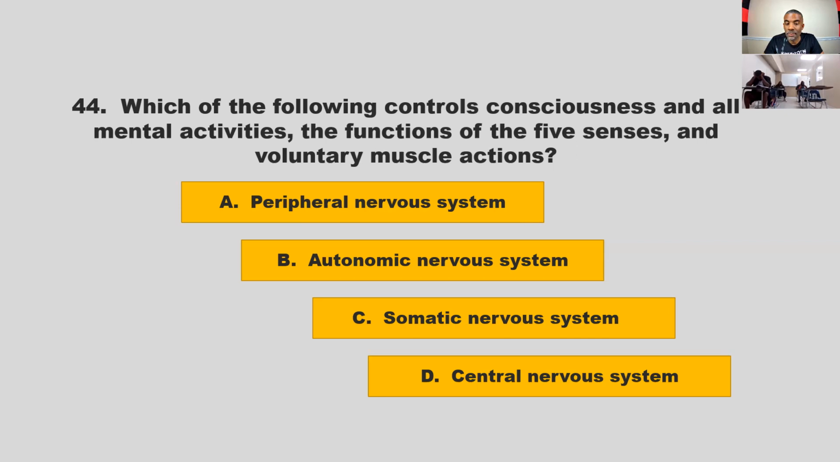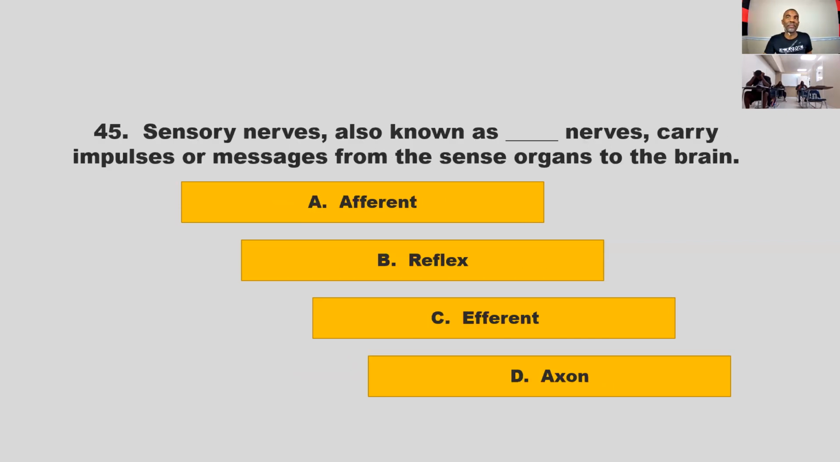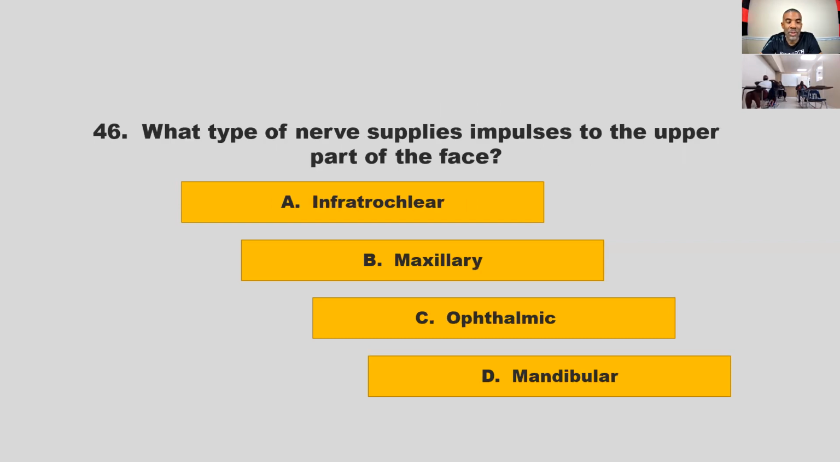It's gonna be D. That is correct. It is D, central nervous system. So sensory nerves, also known as blank nerves, carry impulses or messages from the sense organs to the brain. Is it afferent? Afferent. That is correct. What type of nerve supplies impulses to the upper part of the face?